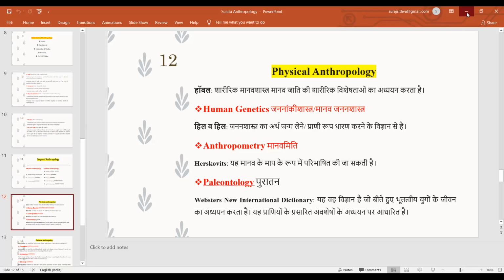Lastly, we have paleontology, Puratan Shastra.